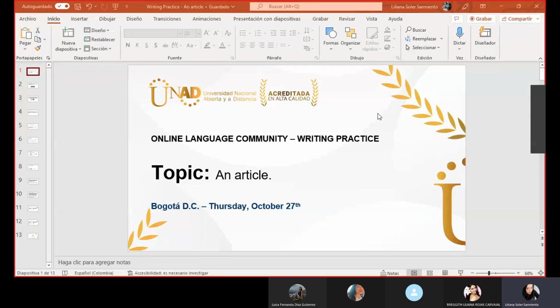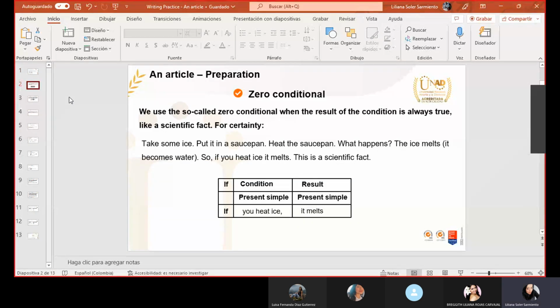This activity is from the online language community from the UNAP. Today's encounter is called writing practice. The topic for today is an article. Today is Thursday, October 27th. Let's start. In order to do a little preparation, we are going to review about zero conditional.